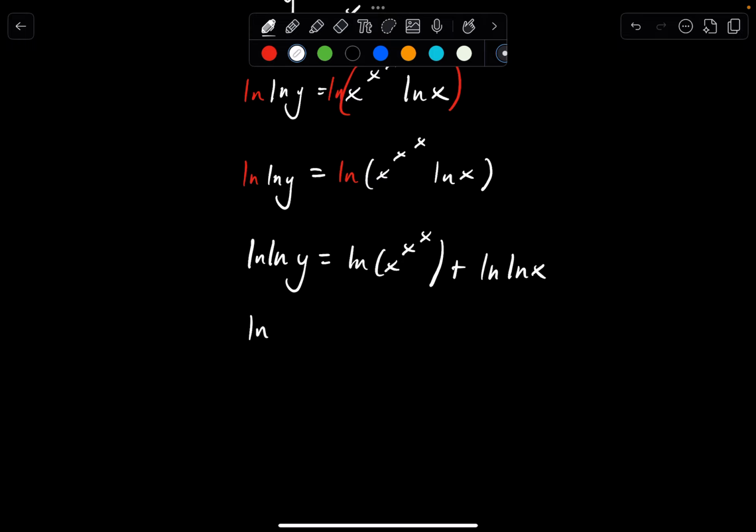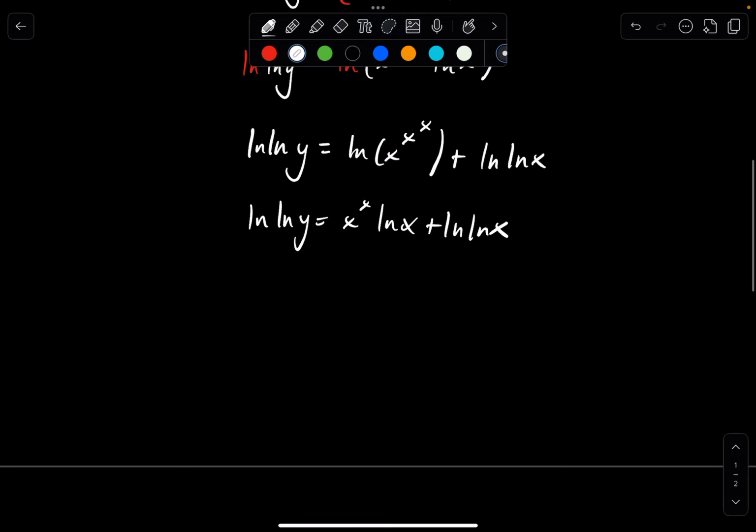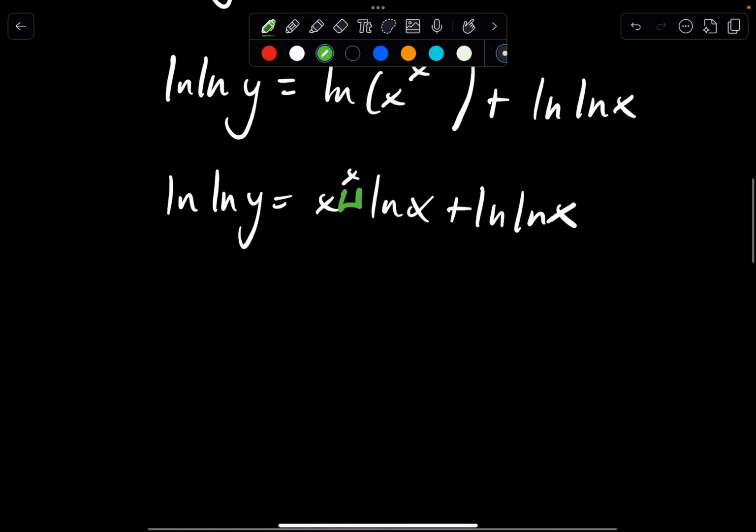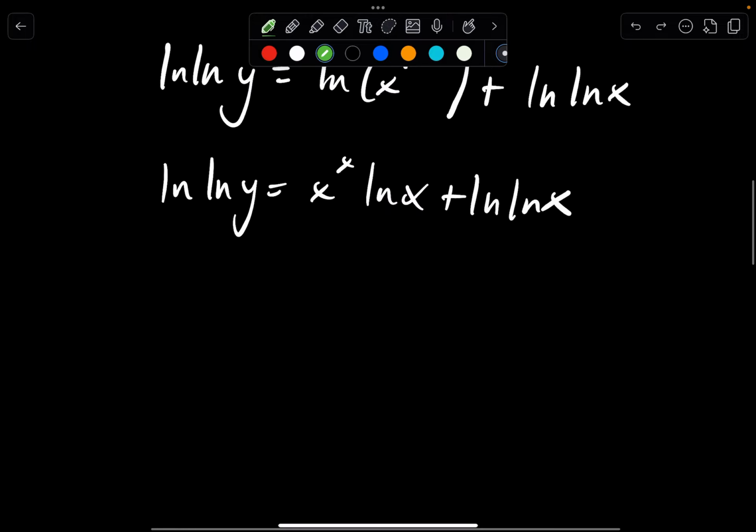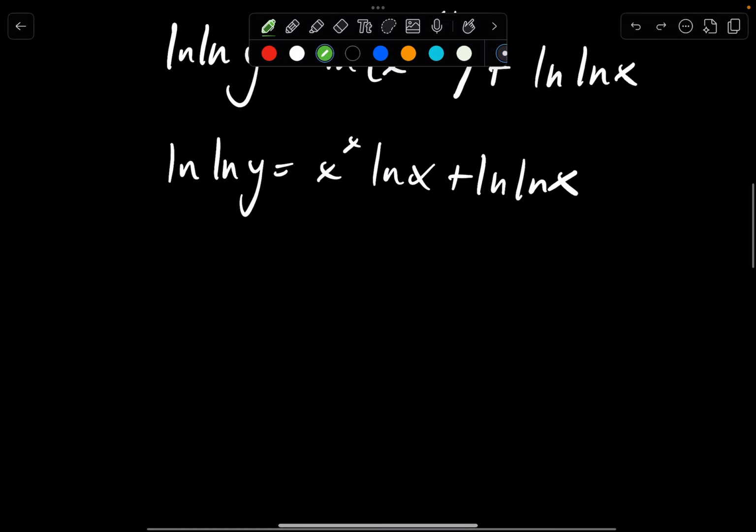So then we get ln of ln y is equal to x to the x, because we bring the exponent down, x to the x, natural log of x, plus natural log of ln x. Now still we aren't done, because we see this x in the exponent right here. So what do we do from here? Do we just take natural log on both sides? Well, let's see what happens.